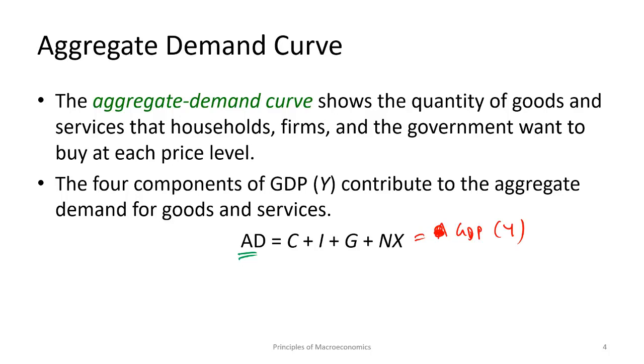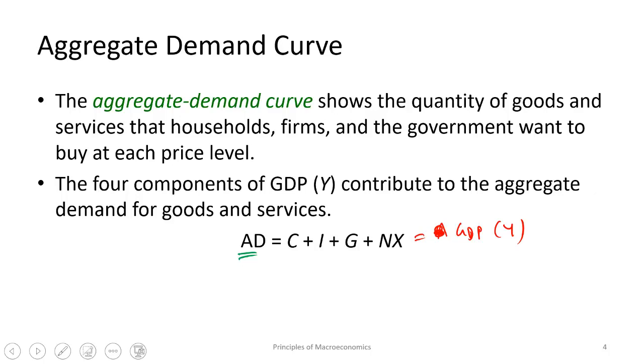And who demands goods and services? People like you and me through consumption, people who want to invest and build a factory through investment, our government that spends money, and finally the net exports, which is exports minus imports. So aggregate demand in equilibrium is the same thing as GDP. The four components of aggregate demand are C plus I plus G plus NX.